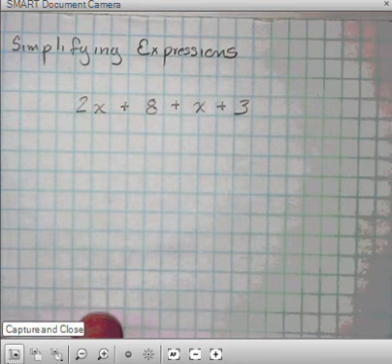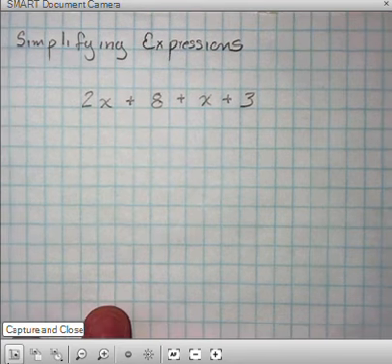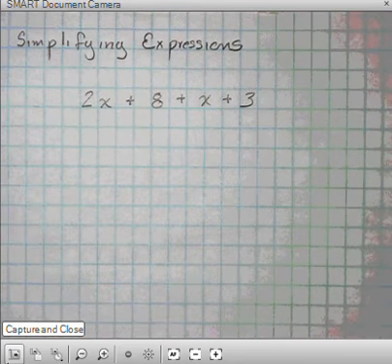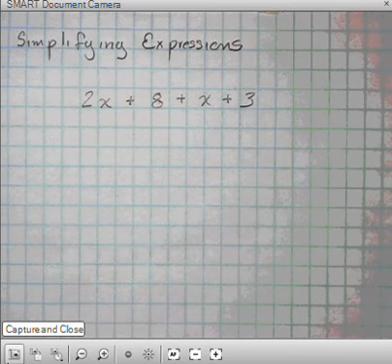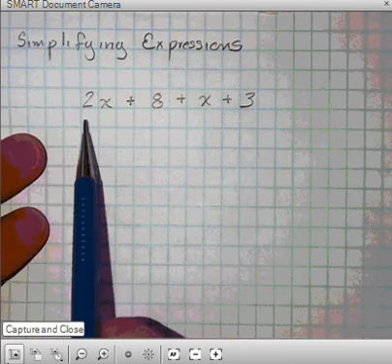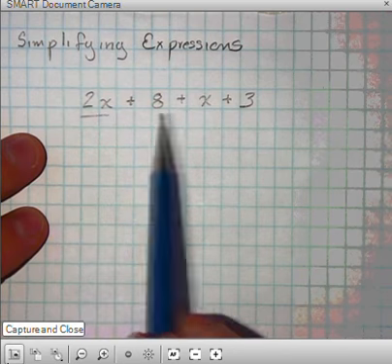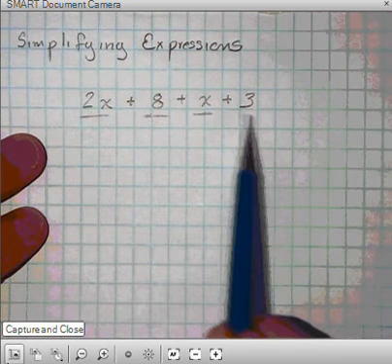Often called combining like terms. Basically, what it is, is combining things that match. The first thing we need to do is identify what are called terms. This is a term, this is a term, this is a term, and this is a term.